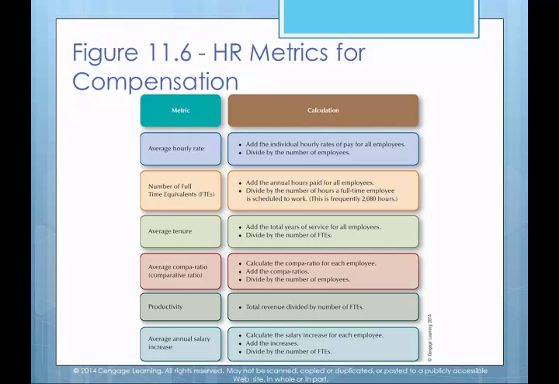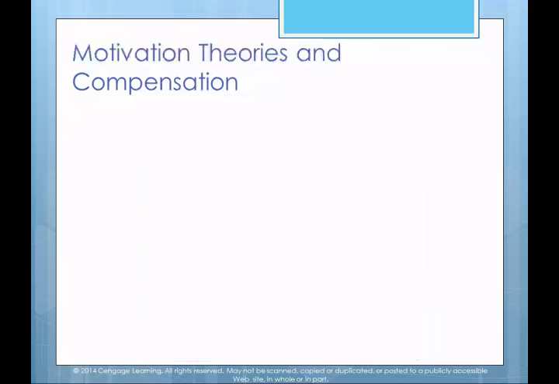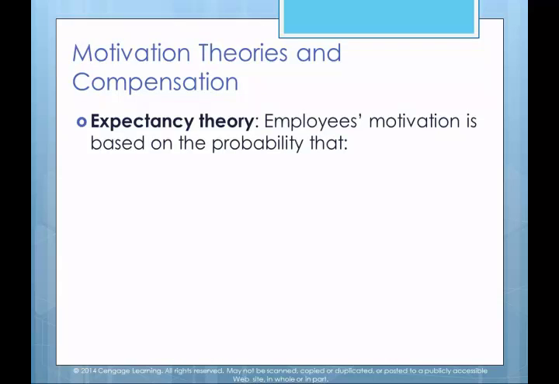And then comp ratio. Those are comp ratios of your employees, and it's basically their salaries divided by a midpoint. And so you can find out what the average comp ratio is. If it's a 1, it's going to be at your midpoint. If it's over 1, that's a little bit higher than midpoint, and if it's under 1, it is under the midpoint. All right, let's get into motivation theories of compensation.